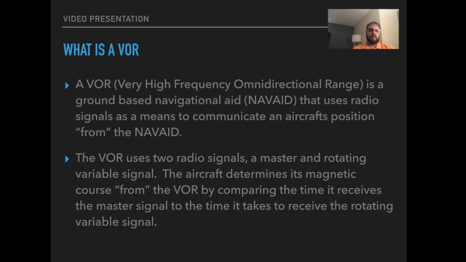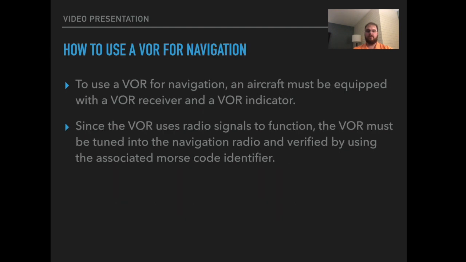First off, let's start with what is a VOR. A VOR, or very high frequency omnidirectional range, is a ground-based navigational aid, or nav aid, that uses radio signals as a means to communicate an aircraft's position from the nav aid. The VOR uses two signals, a master and a rotating variable signal. The aircraft determines its magnetic course from the VOR by comparing the time it receives the master signal to the time it takes to receive the rotating variable signal.